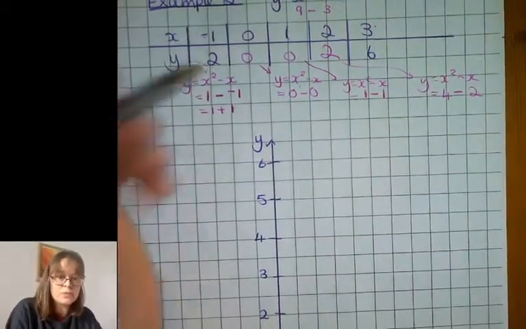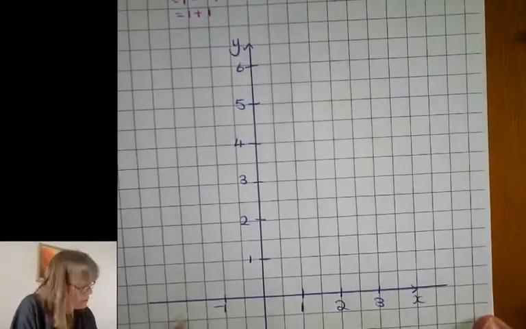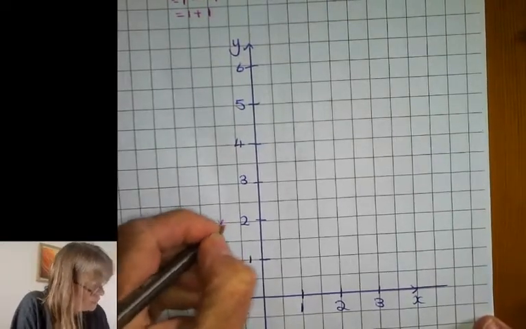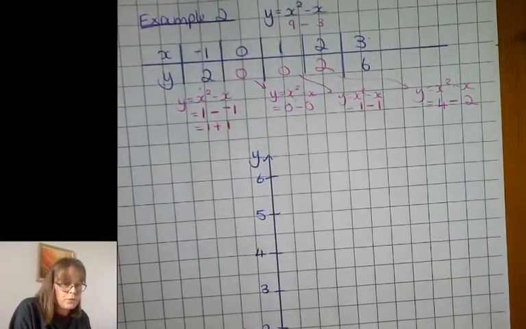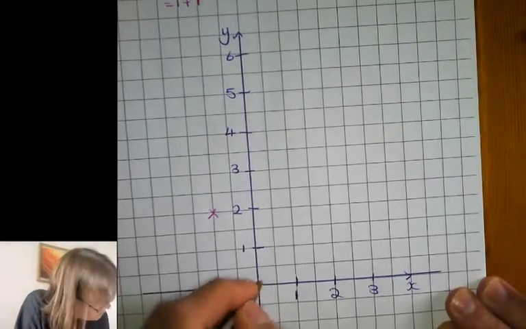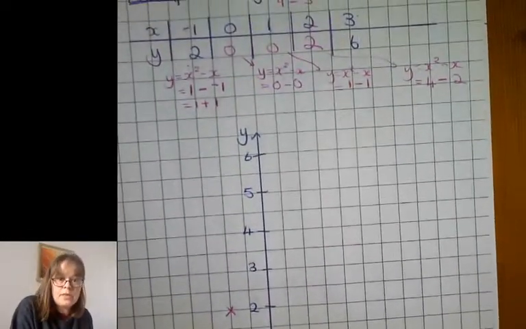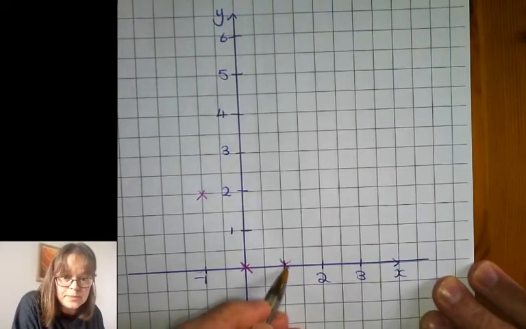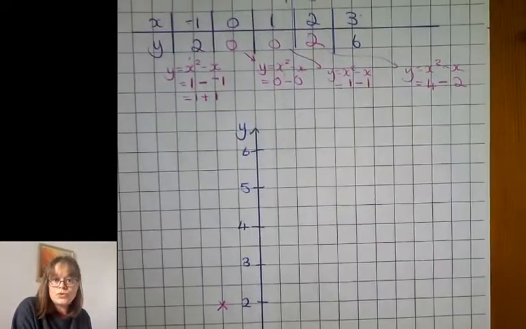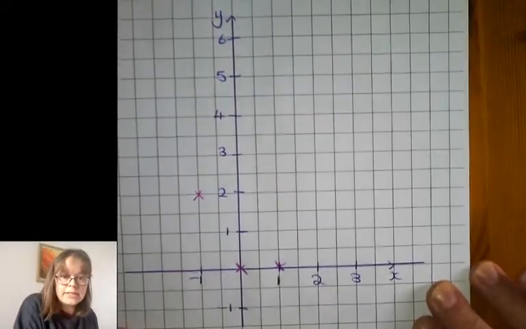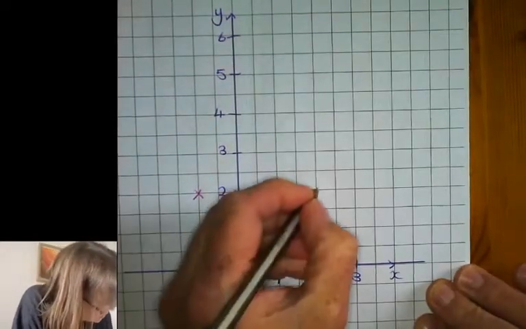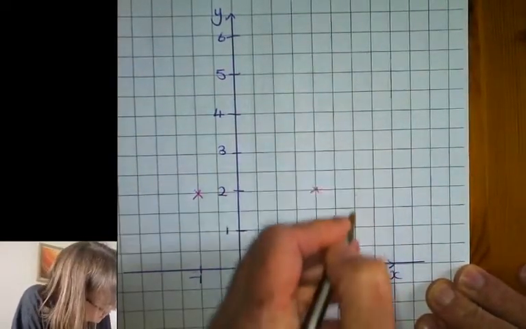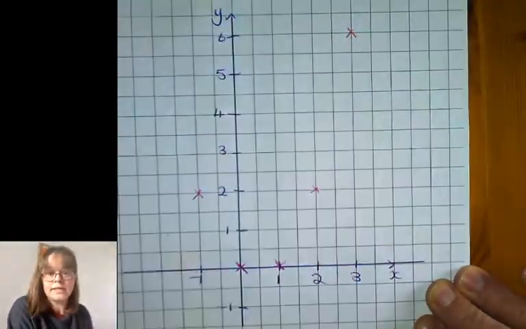First coordinate is -1, 2. So first coordinate, -1, 2. Second coordinate, 0, 0. Then 1, 0. 1 across, none up. 2, 2 and 3, 6. Let's do those in one go. 2, 2 and 3, 6.